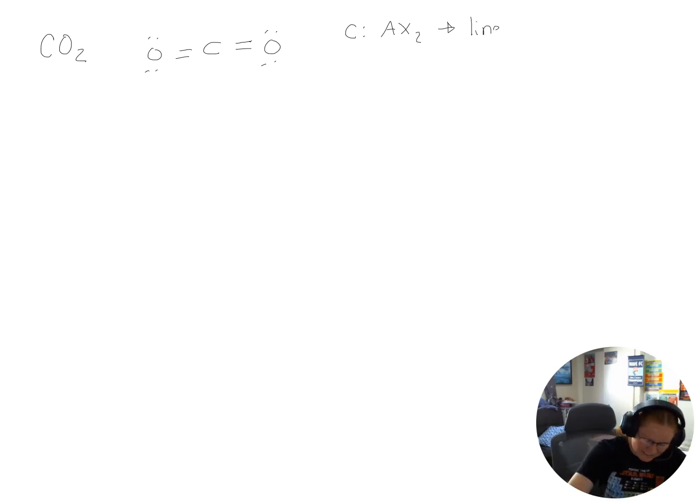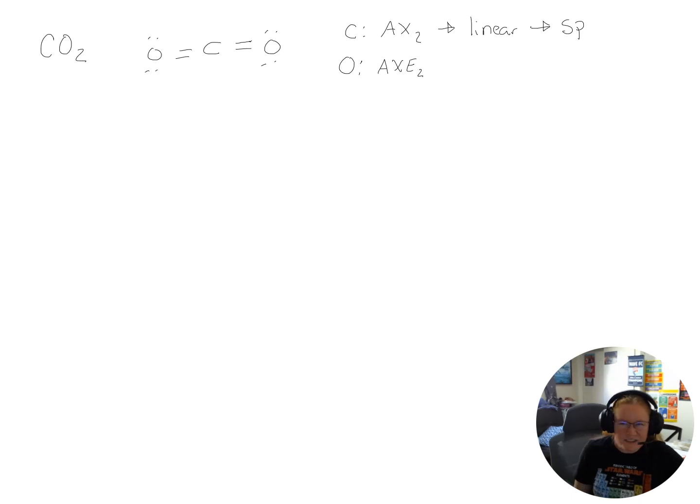So it's linear, which means we are sp hybridized. Okay? And then oxygen, well, we have this kind of thing going around. So this is a little bit interesting, right? Because technically speaking, that makes it very difficult because we only have 2 things hooked together, right? Just the carbon and the oxygen there. Oxygen is not actually a central atom. But I need to account for this sort of fixation.